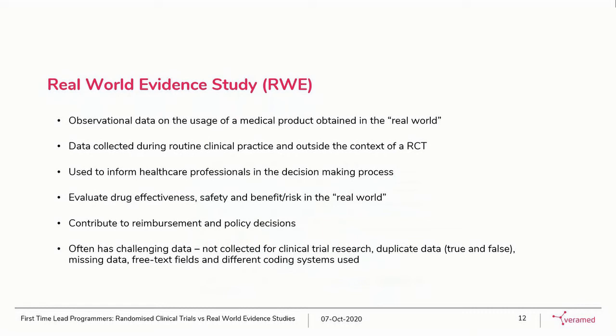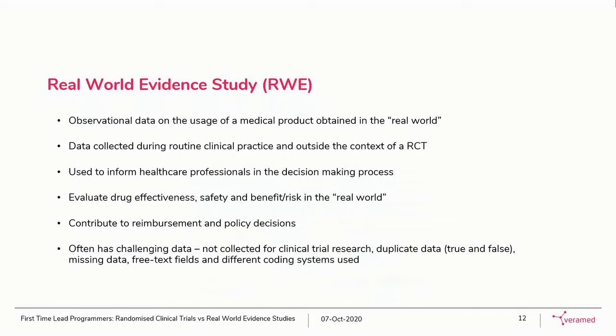Real-world evidence studies are used to inform healthcare professionals in the decision-making process of how a drug works in a real-world setting. These types of studies are used to evaluate drug effectiveness, safety, and the benefit or risk of the drug in the real world and out of the context of a randomized clinical trial setting. They are also used to contribute to countries' reimbursement and policy decisions.